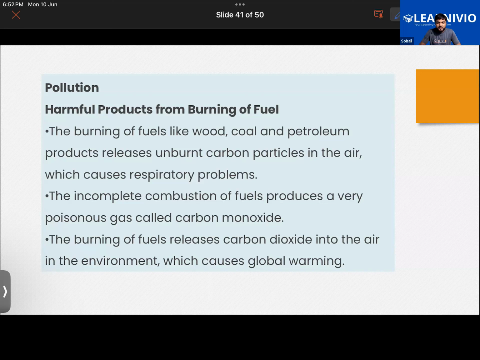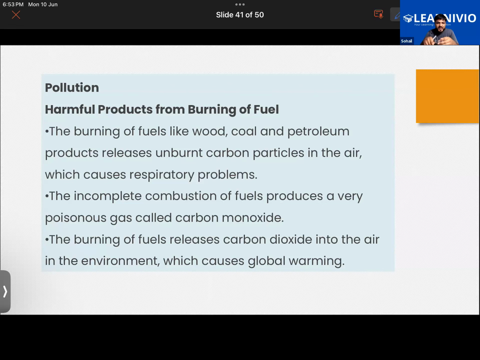So guys, now we would be learning about what are the harmful effects of burning of fuel. Burning of fuel produces too much of harmful products which will be polluting the air around us. So the increasing use of fuels has got harmful effects on the environment right now. So what are the harmful effects produced due to burning of fuel?